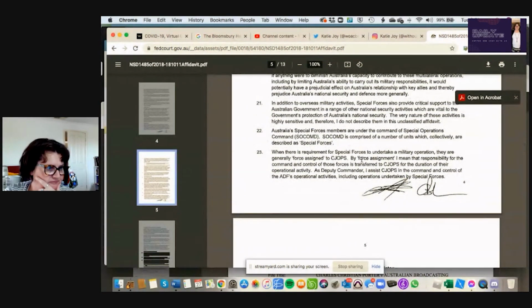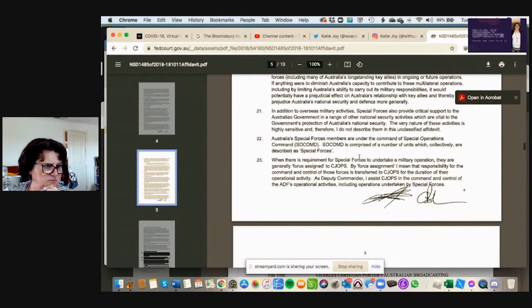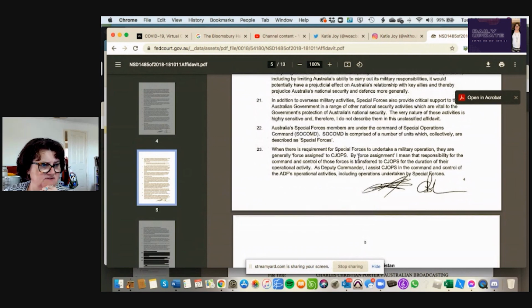In addition to the overseas activities, special forces also provide critical support to the Australian government in a range of other national security activities that are vital to the government's protection of Australia's national security. The very nature of these activities is highly sensitive, therefore I do not describe them in this unclassified affidavit.